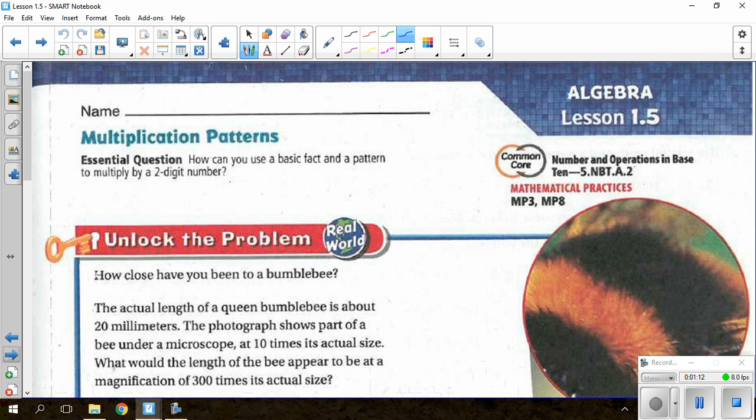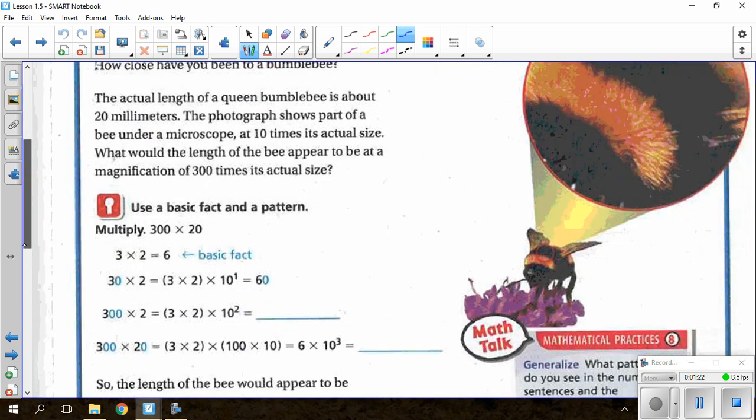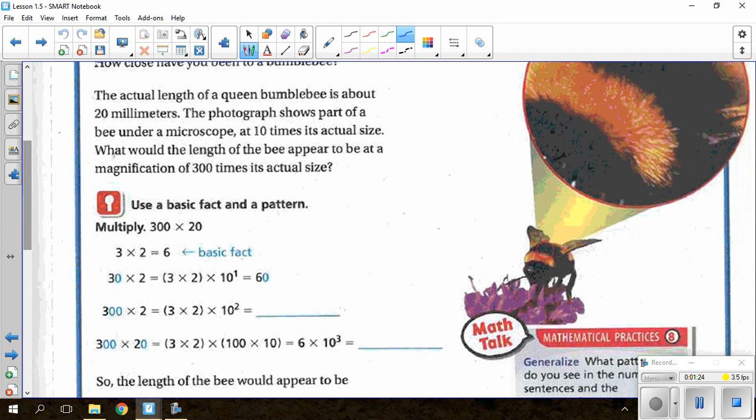So under the Unlock the Problem, it says, how close have you been to a bumblebee? The actual length of a queen bumblebee is about 20 millimeters. The photograph shows part of a bee under a microscope at 10 times its actual size. What would the length of the bee appear to be at a magnification of 300 times its actual size?